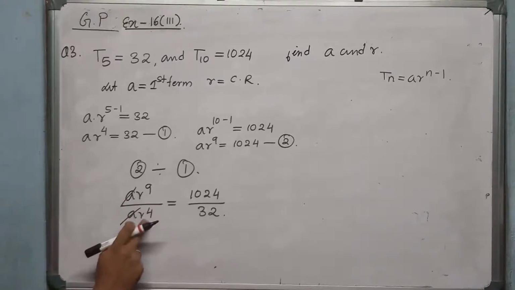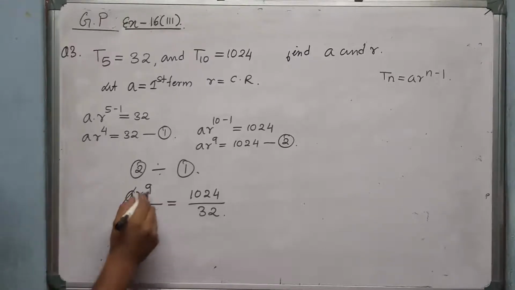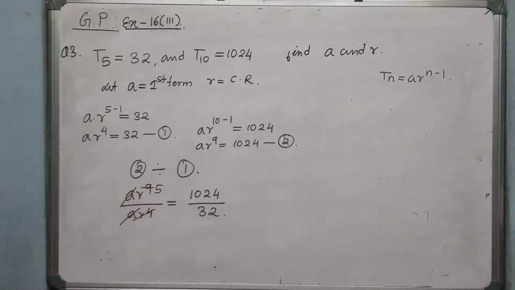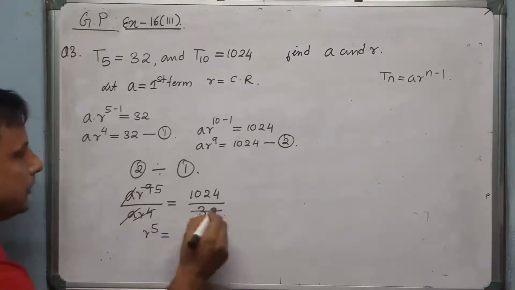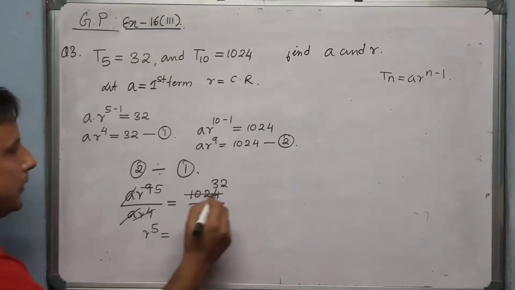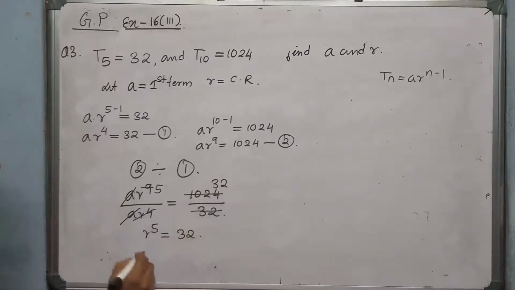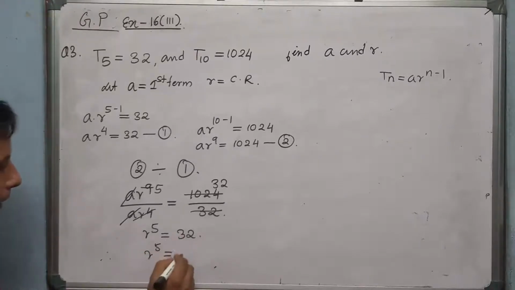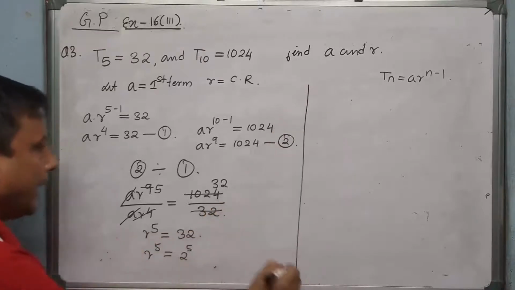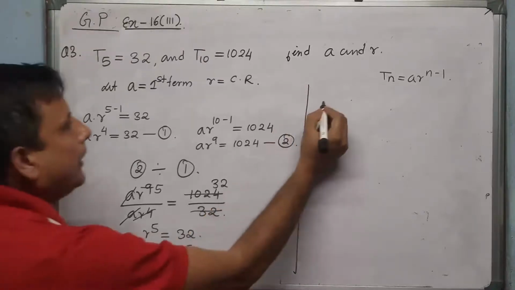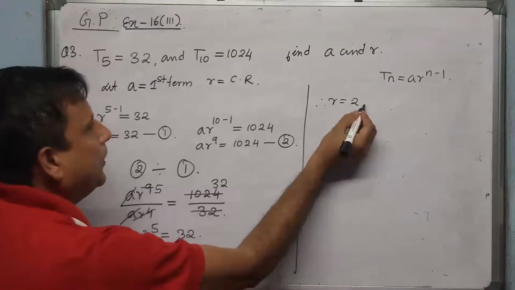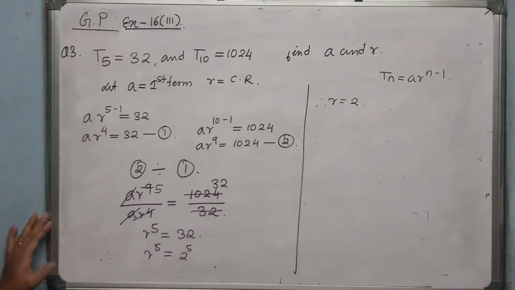Cancel A. R to the power 9 divided by R to the power 4 means it is R to the power 5. That means R to the power 5 equals 1024 divided by 32, which is 32. Now R to the power 5 is equal to 32, so you can write 2 to the power 5. The power 5 gets cancelled, therefore R is equal to 2. Common ratio is 2.